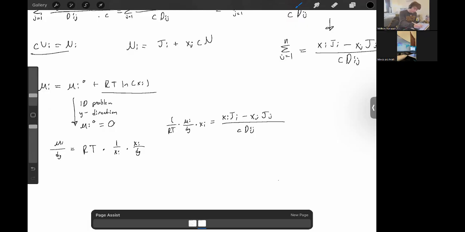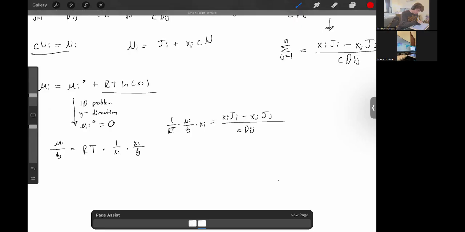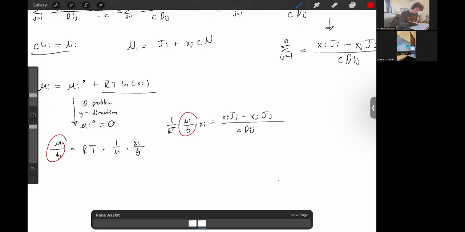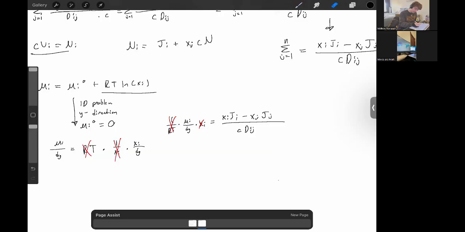Something that you should see is that we have a like term here: the chemical potential over some distance over here and here. And we have units that should cancel out. So what we can do is cancel out the gas constant, temperature, and our mole fraction. And when we do that, let me erase this, all we're left with is the mole fraction in regards to some distance.